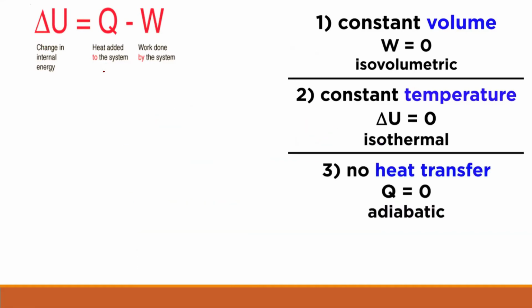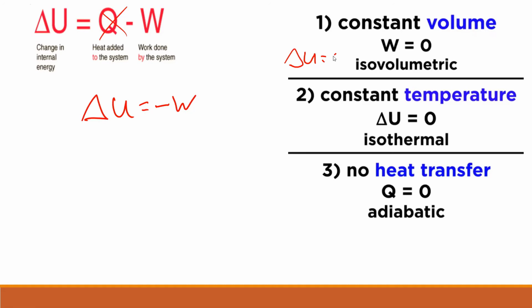No heat transfer. Now that's got a weird term. It's called adiabatic. So you can't use that iso thing. Do I know what adiabatic means? No, I don't know what it stands for. I can't break it down the same way. But adiabatic means Q equals 0. So if Q equals 0, then that would mean that delta U equals negative W.